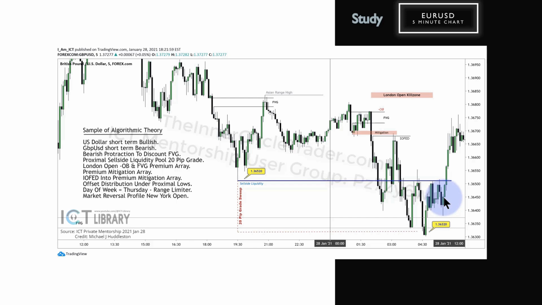Thursday is kind of like the last day for me. I like to take partials. I like to take all of my trade off if I can, unless there's something really sweet that it hasn't reached to on Friday. I'll hold some piece of it on. So we have the day of the week phenomenon, which is Thursday, a range limiter. All that means is that the weekly range is many times limited by New York open on Thursday, only when it's directional. We traded into the New York open, which is setting up the likelihood of a market reversal profile in New York open.